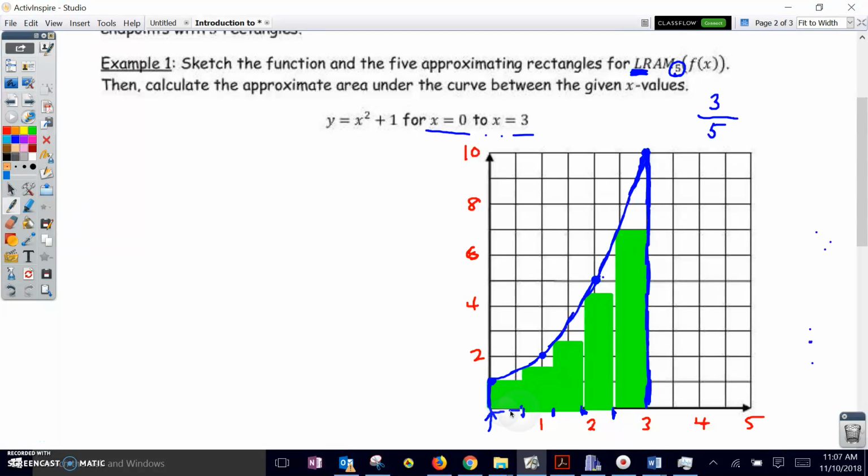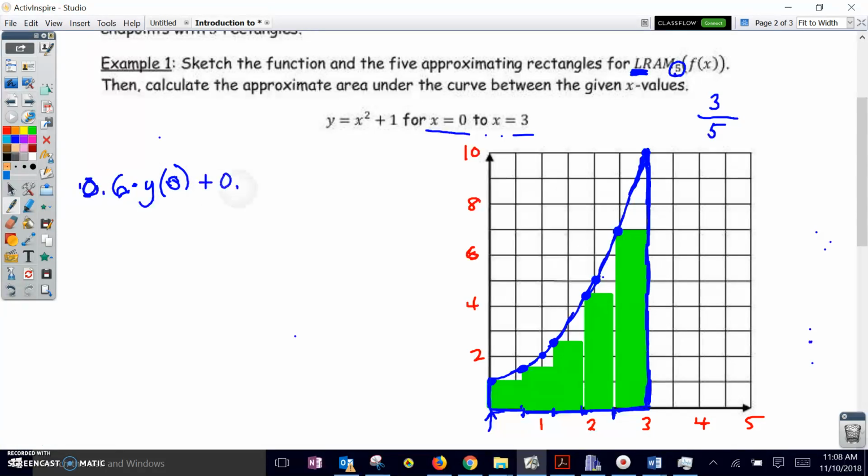The width of every rectangle is 0.6 units. And the height is going to be the function value at the left endpoint of each of these. So to calculate this area, or approximate this area, we're going to use the width of the rectangle times the height for the first rectangle. And the height is going to be the value of y at x equals 0.